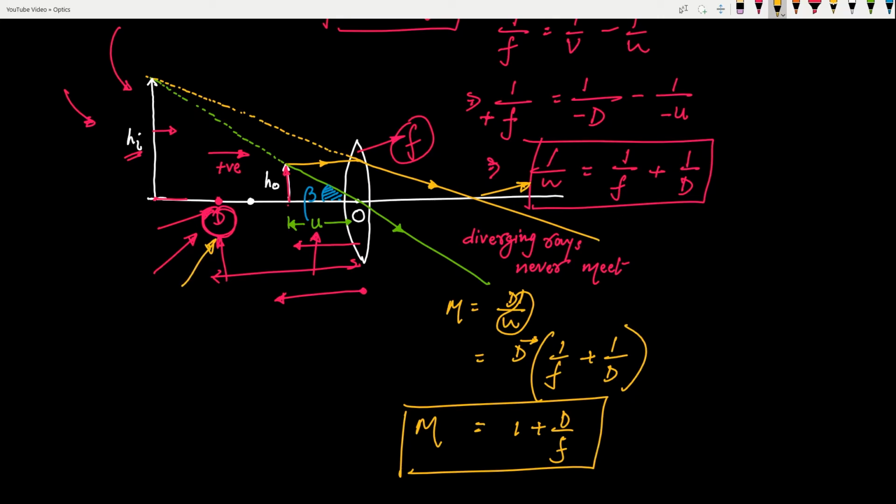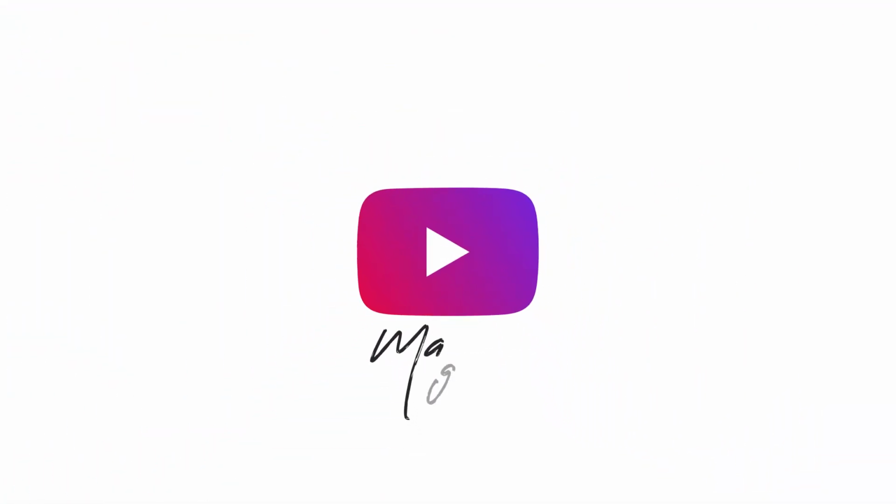This is the thing you need to understand. If the question asks what will be the maximum magnification for a simple microscope, then you need to use this formula, that m is equal to 1 plus D by f, where f is the focal length of the convex lens and D is the distance of distinct vision. If it is not mentioned, then you have to use 25 centimeters. Okay, so this is case number 1. Now let's dive into case number 2.